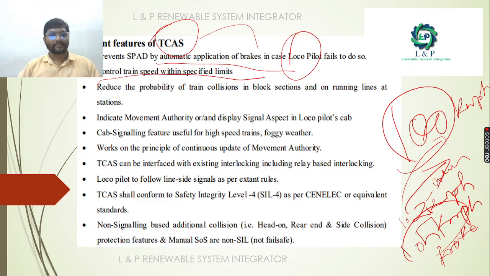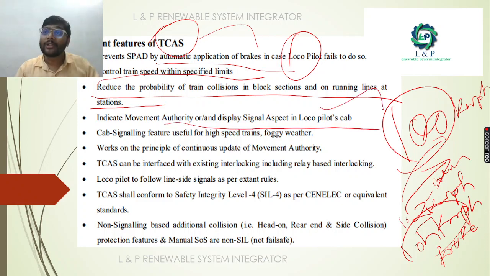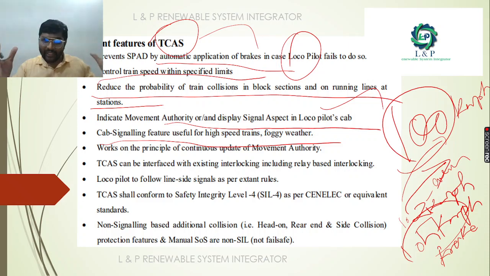Most importantly, another important help of this train collision avoidance system is to reduce the probability of train collision in the block section, and also it indicates the movement authority or displays the signal aspects in the loco pilot cab. And also this cab signaling feature is very much useful for high speed trains during foggy weather conditions.